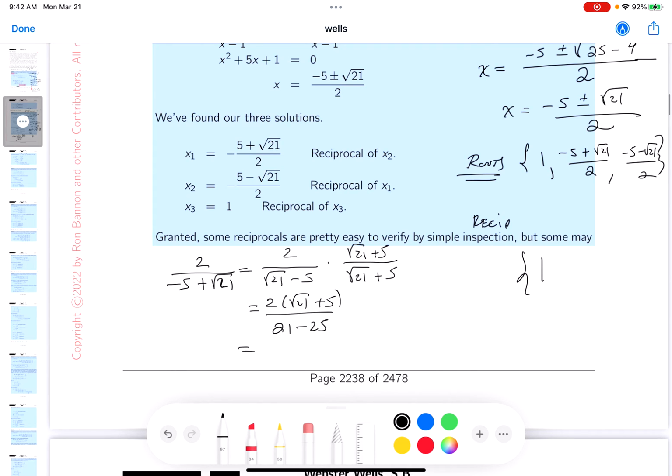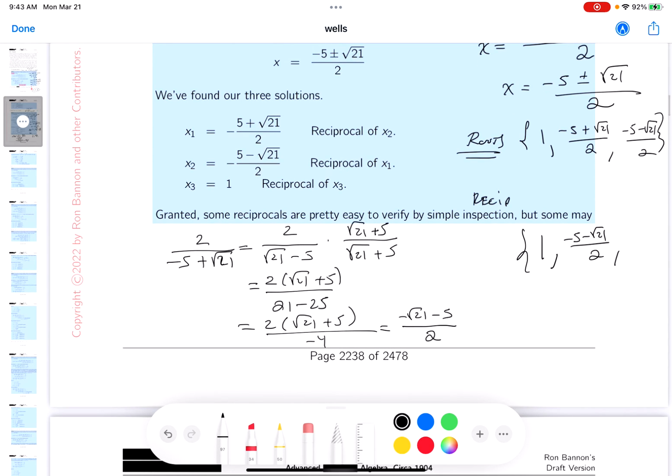What does that give me? 2 times root 21 plus 5 over minus 4. This reduces nicely. You're going to get minus 2 on the bottom. I'll just put the minus on top, though. And you're going to get minus root 21 minus 5. I'll write that down for you, in a little bit different order, though. Minus 5 minus root 21 over 2.